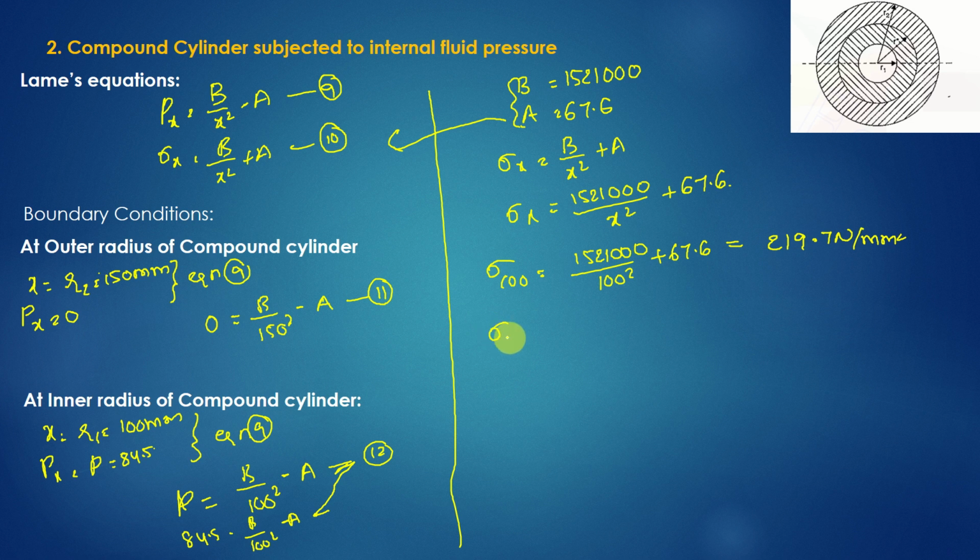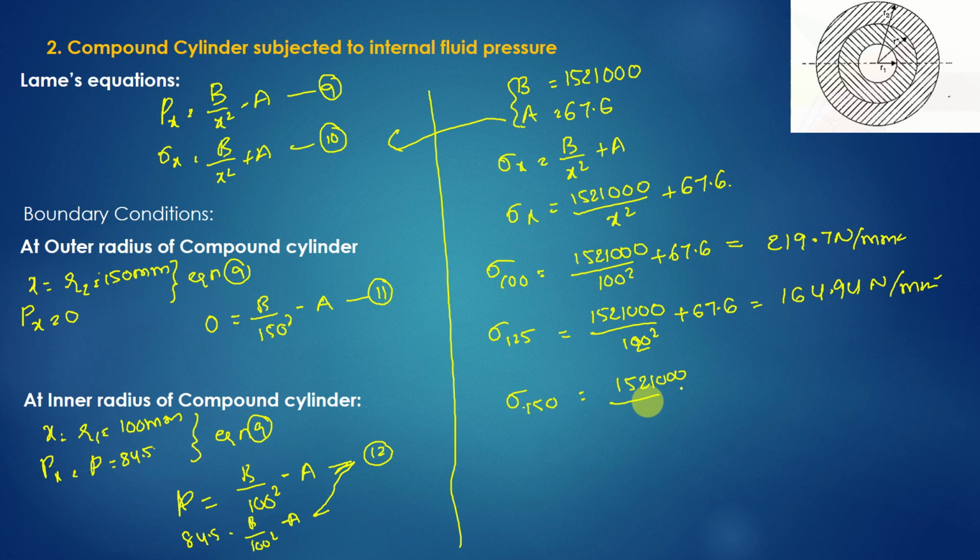And let us find out sigma 125. At the junction also we shall find out. So that will be 1521000 by 100 square plus 125 square plus 67.6. So what will we get now? 164.94 Newton per mm square. And sigma at outer radius R2, how much? 150. So that will be equal to 1521000, in place of x, I will substitute 150 square plus 67.6. Ultimately the value you will get is 135.2 Newton per mm square. That is all about the compound cylinder.